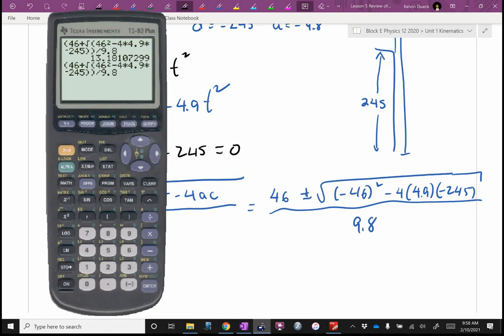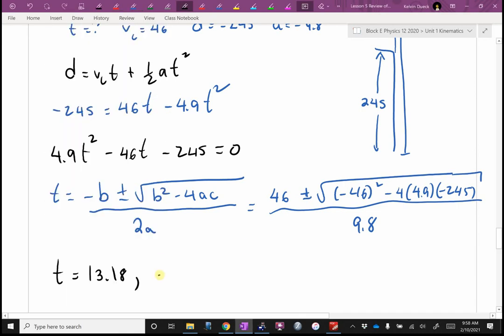And then if I backspace and change the plus sign to a minus sign, I get negative 3.79. Typically then, I reject that.